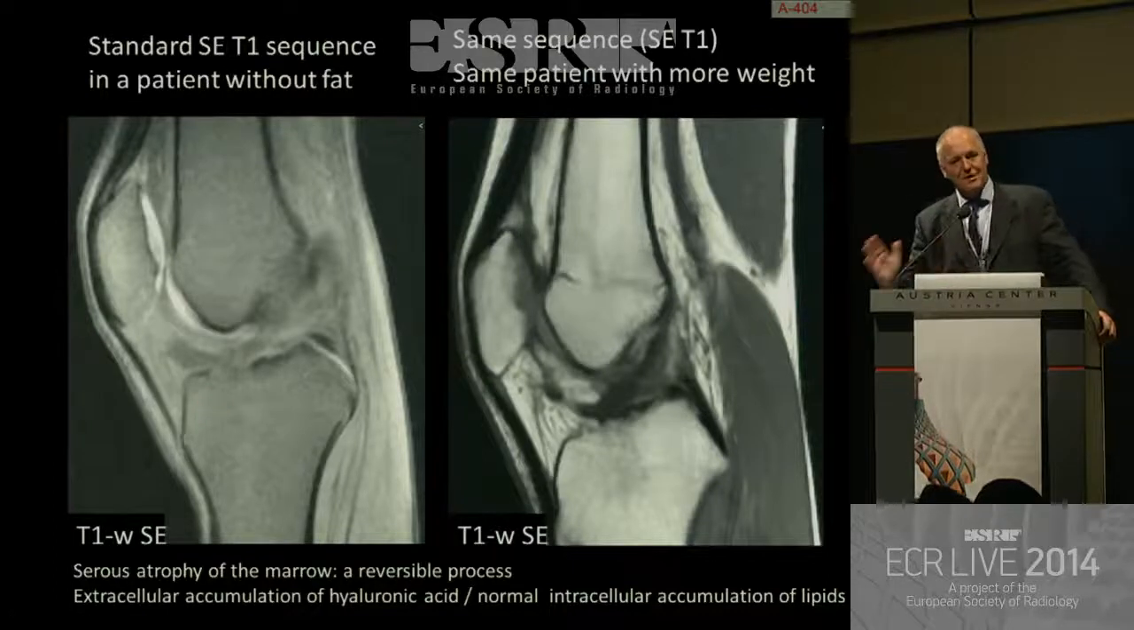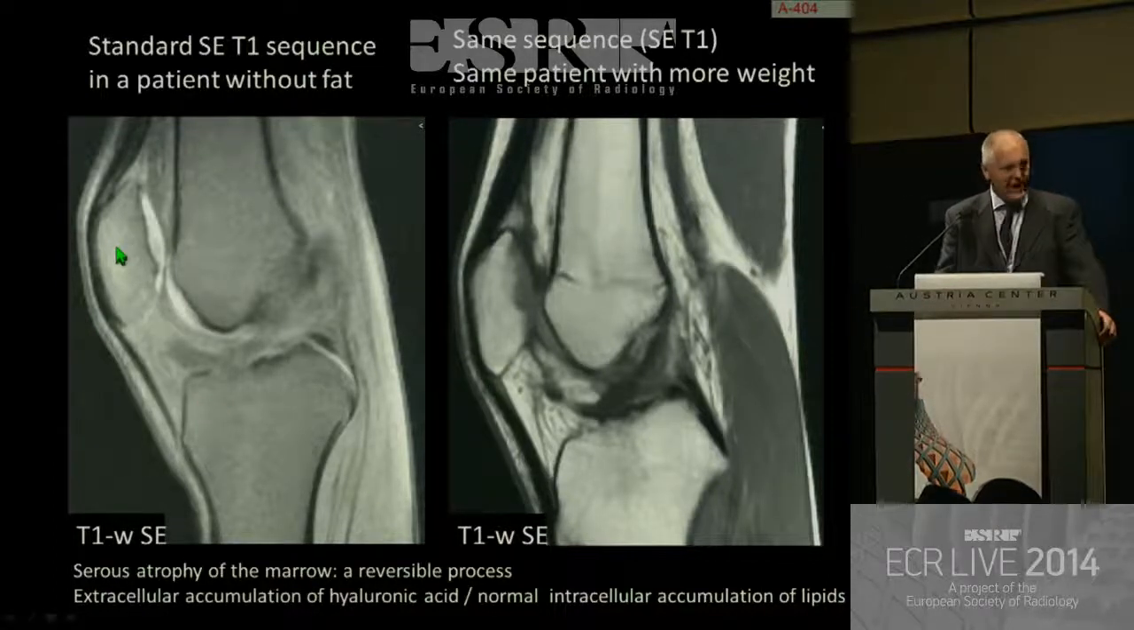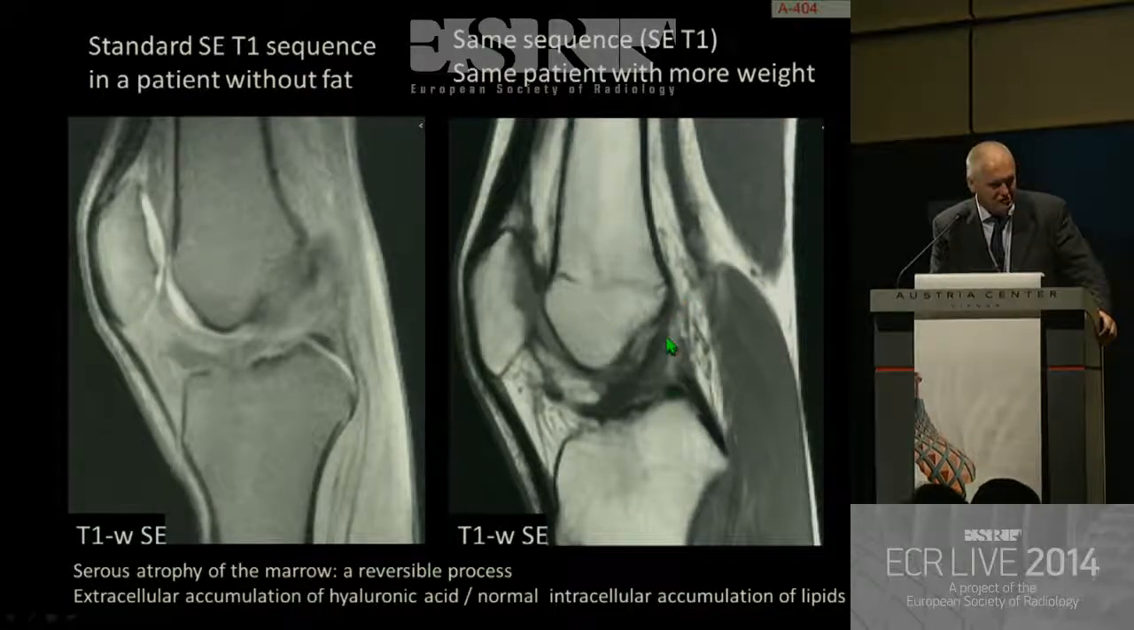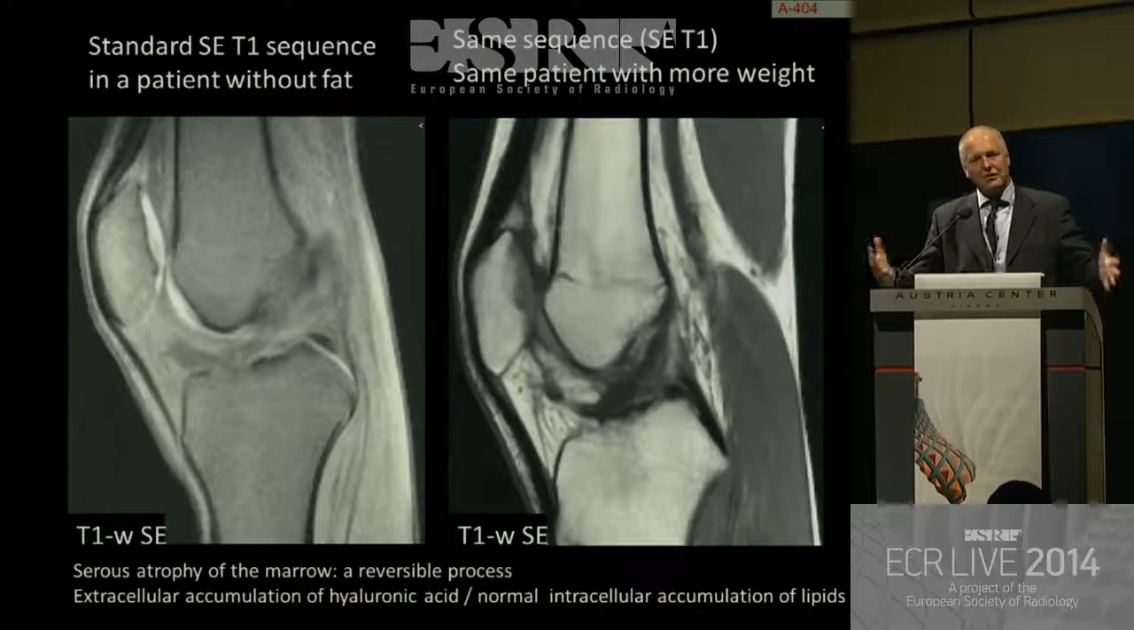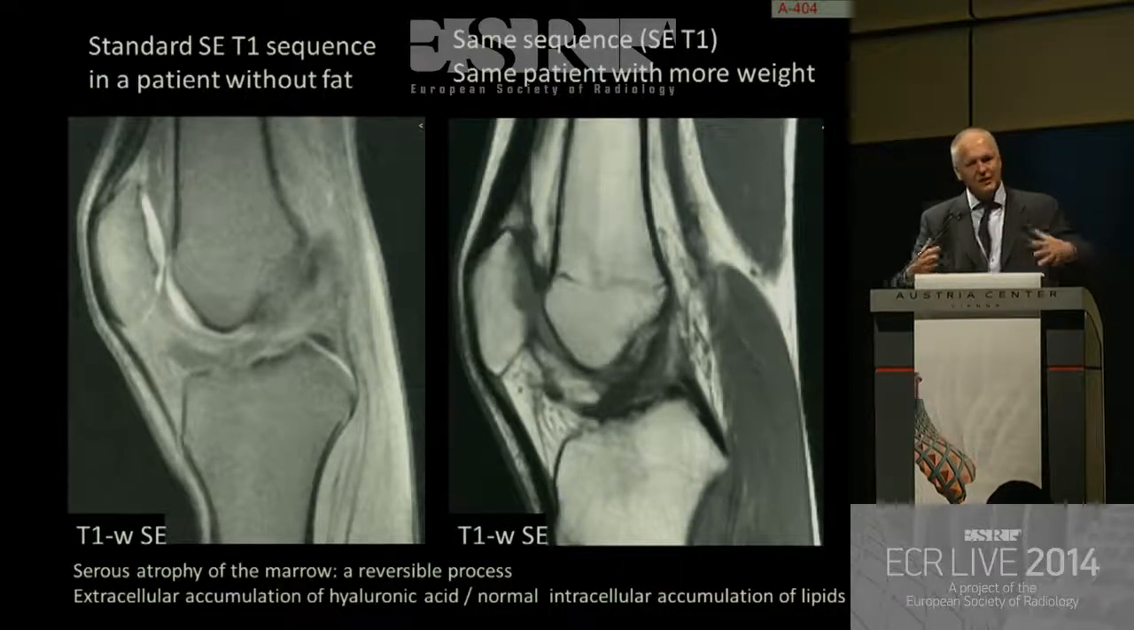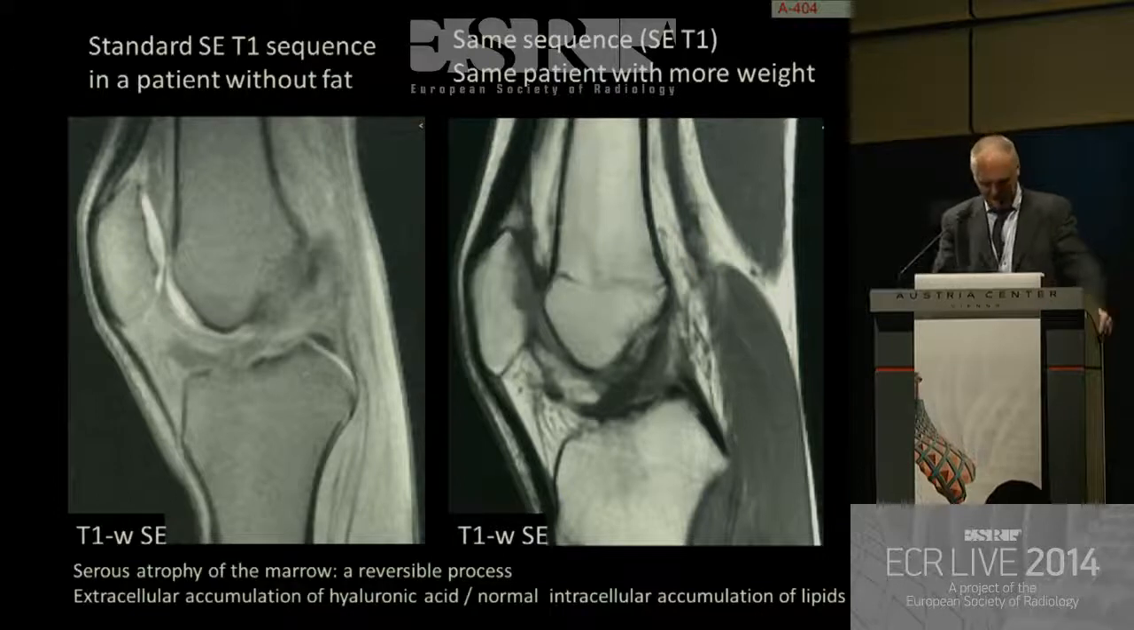Now, this is transient. And that patient had 10 kilograms more a few months later. We did the sagittal T1 to compare. This is before and after the 10 kilograms. The fat comes back. The signal intensity of the muscles returns to normal. This is serous atrophy of the yellow marrow. It transformed to some mucopolysaccharides. Instead of accumulating lipids within the cells, you've got fluid out of the cells.